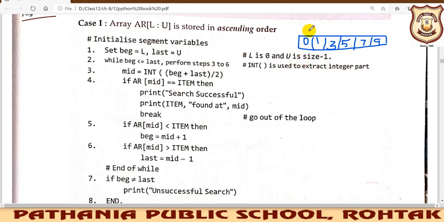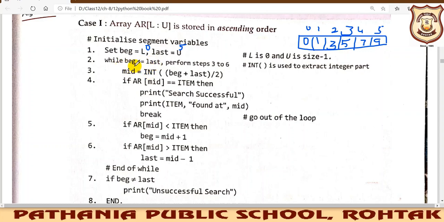So what is the beginning index? That is 0. This is 1. This is index number 2. This is index number 3. This is 4 and this is 5. So in total I have 6 elements in this array and my upper bound is 5, and lower bound is 0. So beginning is with the 0th index and ending is with the 5th index. I hope it is clear to you.